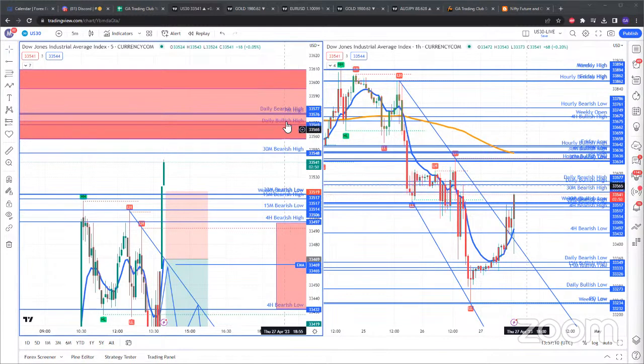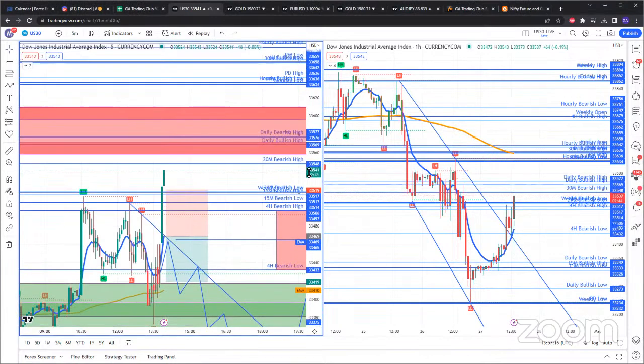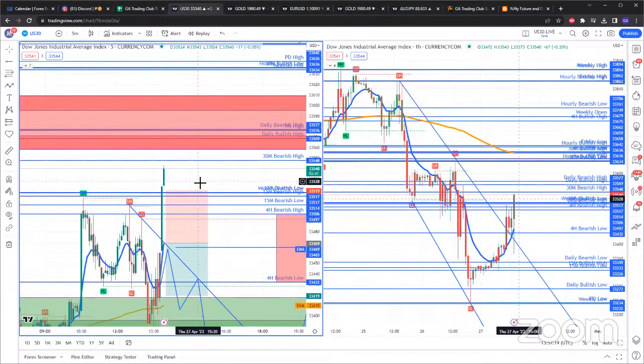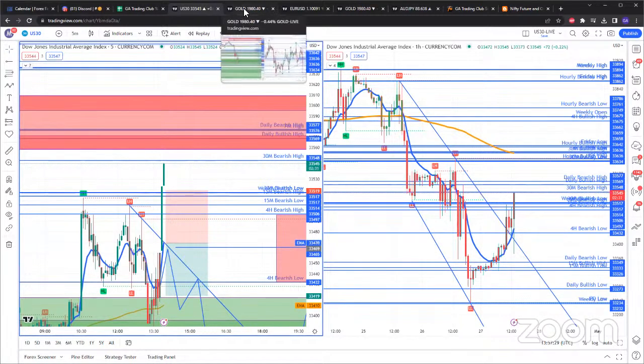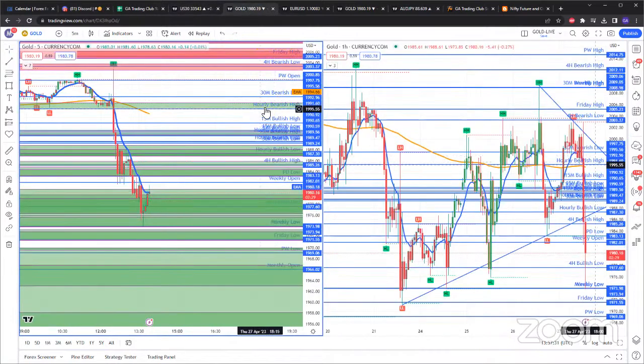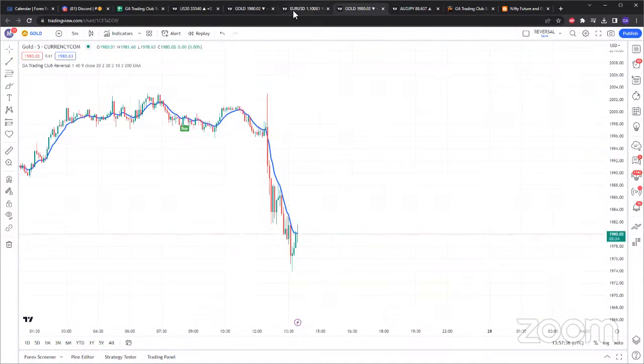Now you can see we also have a daily bullish high here. We have a daily bearish high. So it seems like US 30 today is trapped between large time or high time frame zones. So expect a lot of manipulation in these zones because we have weekly zones, we have daily zones that are both bearish and bullish. So still waiting for gold. I think this is the trade that we'll get.